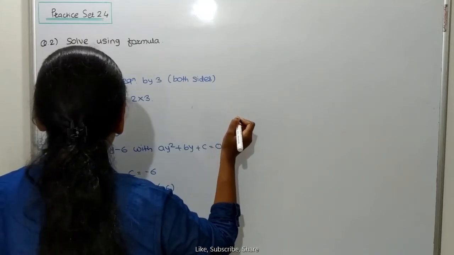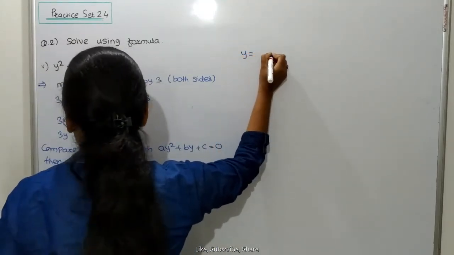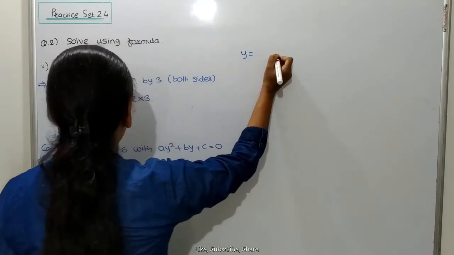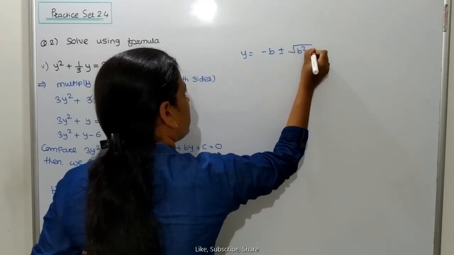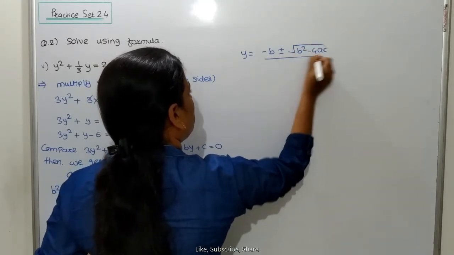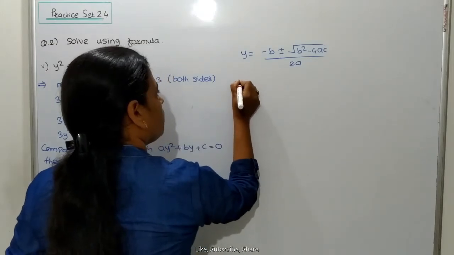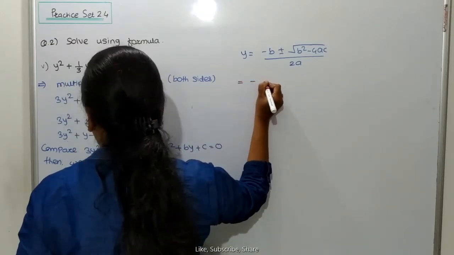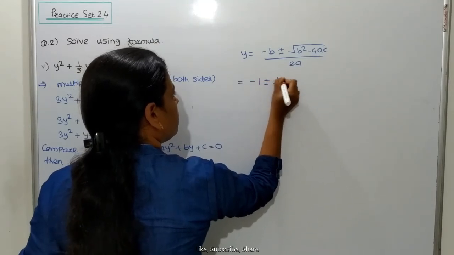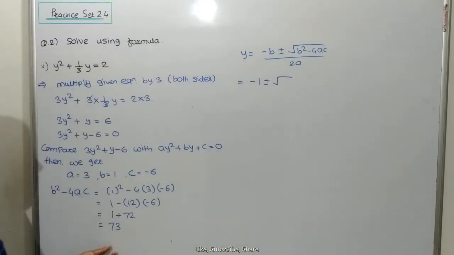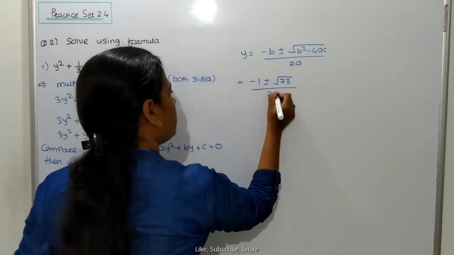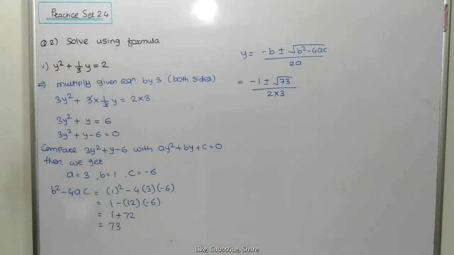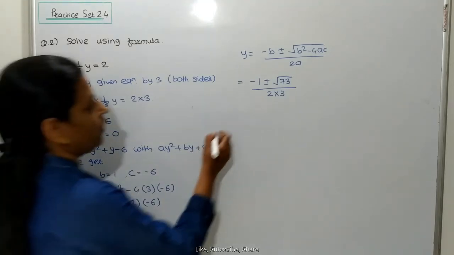Now, next one is there, that is y is equal to what? y is equal to minus b plus minus root of b square minus 4ac upon 2a. Okay. So put the value of b: minus b value is 1, plus minus root of b square minus 4ac, that is 73, upon 2 into a. A value is there, that is 3. Clear? A value is here, that is 3. So now what we have to get?